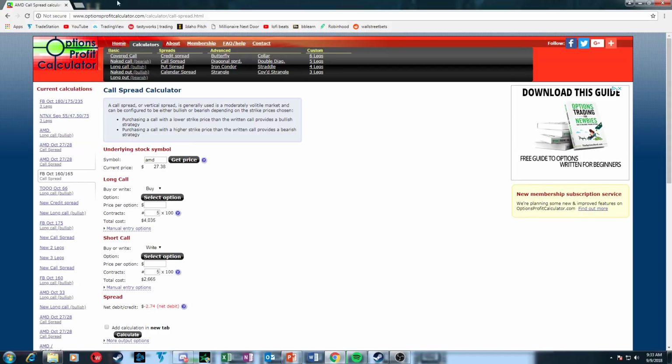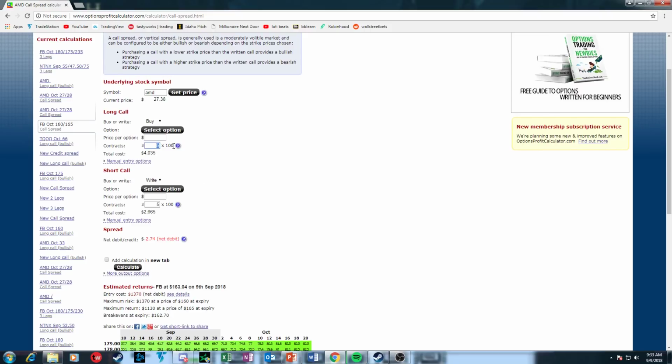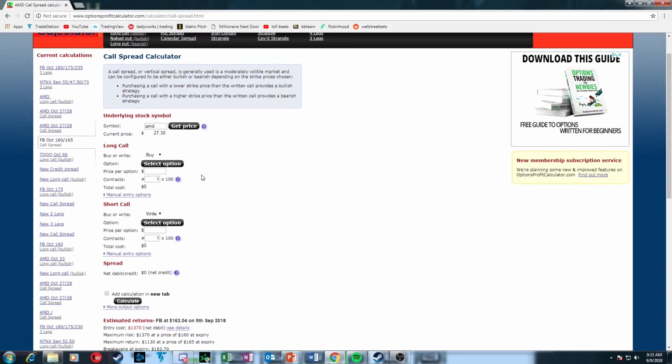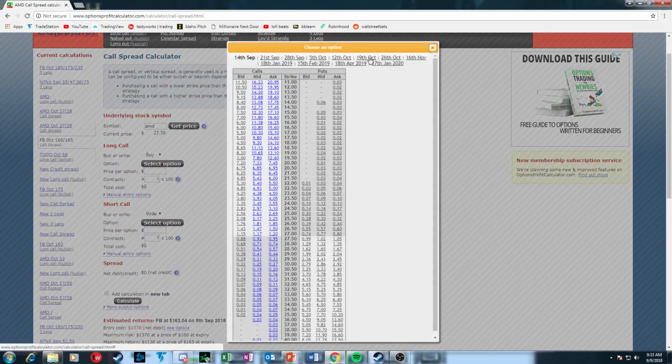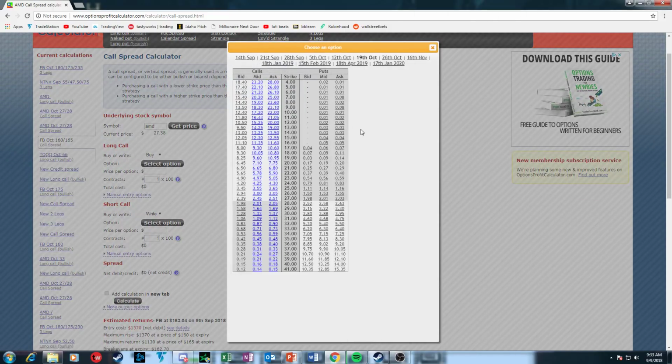So here we are at optionsprofitcalculator.com, and I'll show you a few more things about bull call spreads. This is a pretty handy website to see your potential profit and losses. So we're going to hypothetically be trading AMD, as you all should. Don't hold me against that. We're going to buy one contract and sell one contract. Let's go ahead and choose one. So we're going to go to October 19th for expiration.